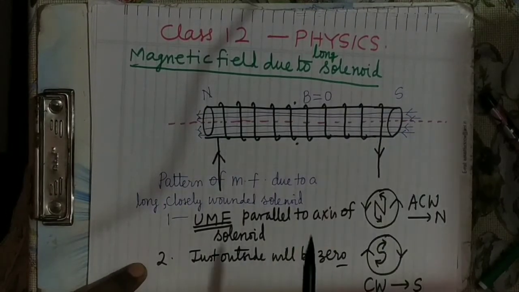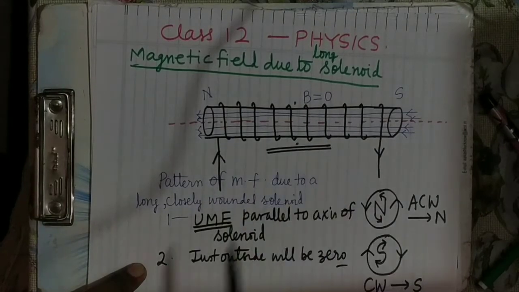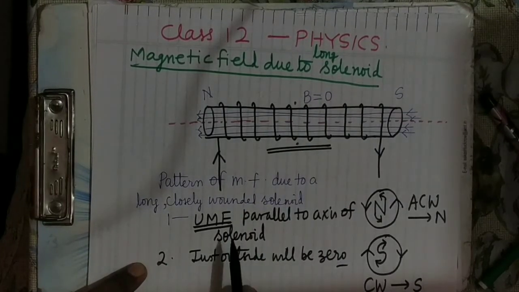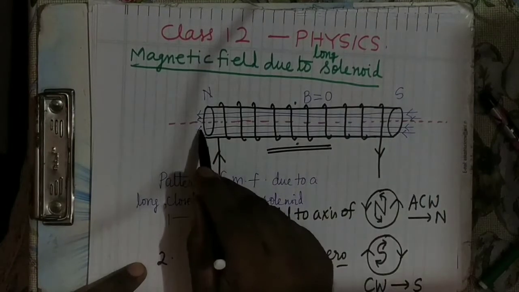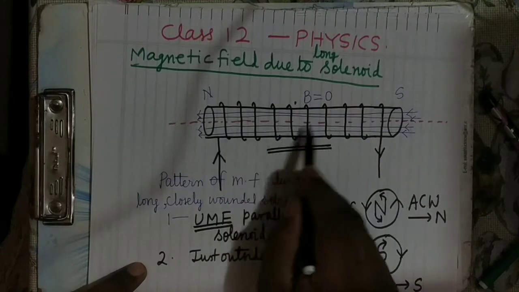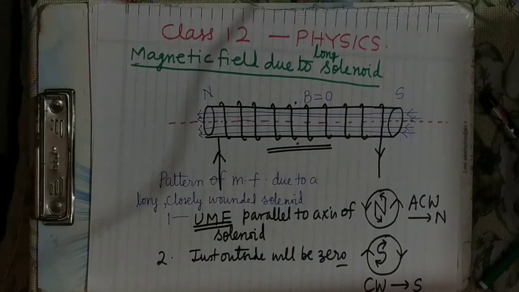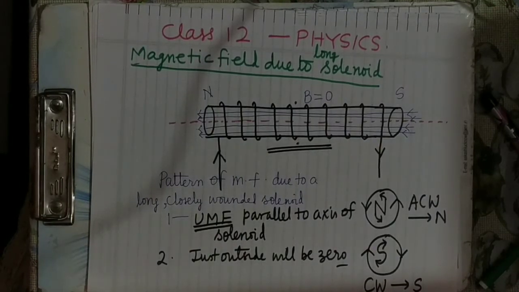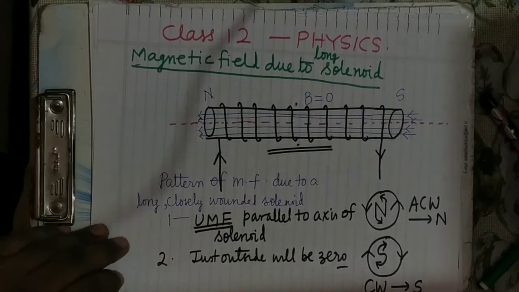If the solenoid is of finite length, then in the central portion of the solenoid the field will be uniform and parallel to the axis, while at the ends it will be smaller than what it has in the central portion. Now see here, what will be the magnitude of this magnetic field? How will you find it? That can be found by using Ampere's circuital law. By using Ampere's circuital law, we can determine the magnetic field.